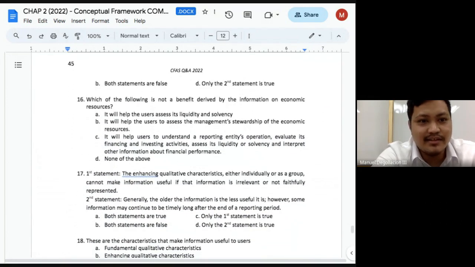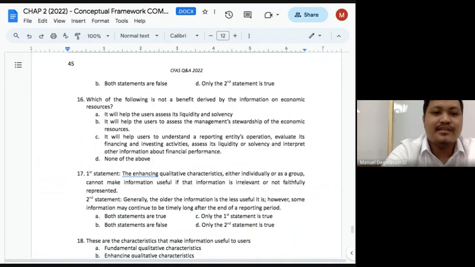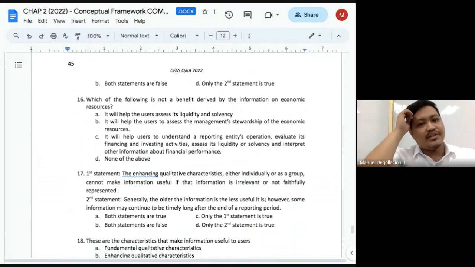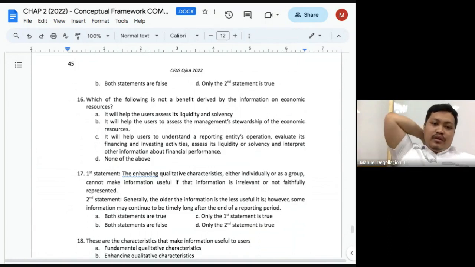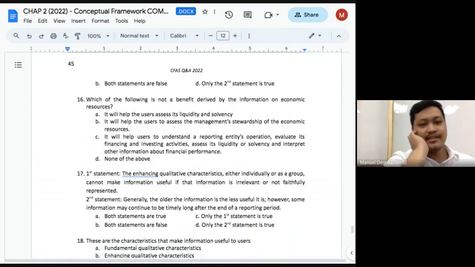Number 16, which of the following is not a benefit derived by the information on economic resources? The answer here is letter C. Why? Because what is being described in letter C is the benefit of getting information on your income and expenses, or otherwise the results of your operations or your financial performance.